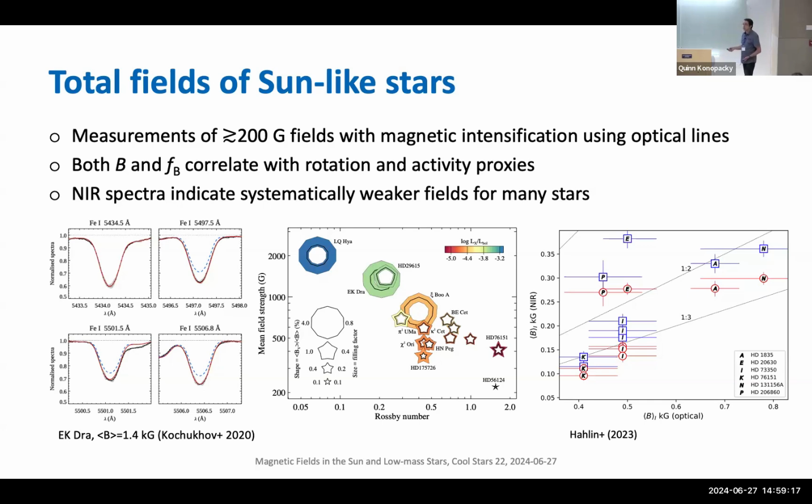So we don't currently know how to interpret these results. Perhaps we're seeing height dependence. Perhaps we're seeing different sensitivity of optical and near infrared to temperature structure, maybe of magnetic and non-magnetic regions. But there is more to this picture than just a single average magnetic field strength.